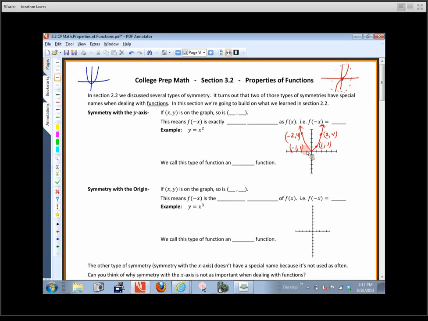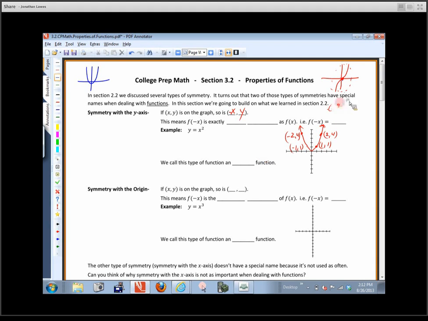And what mathematicians like to do is generalize. Could I come up with a formula for this? Well, if it's symmetric with the y-axis, this should happen. If x, y is on the graph, negative x, y should also be on the graph. Like 2, 4 is on the graph, so is negative 2, 4. 1, 1 is on the graph, negative 1, 1 is on the graph. The next most convenient point would be 3, 9. Isn't negative 3, 9 on that graph also? See what I'm saying here?